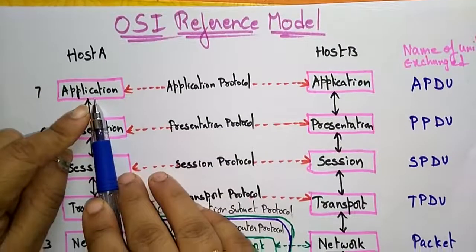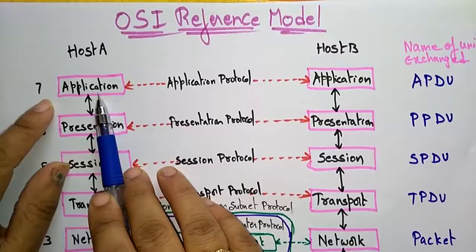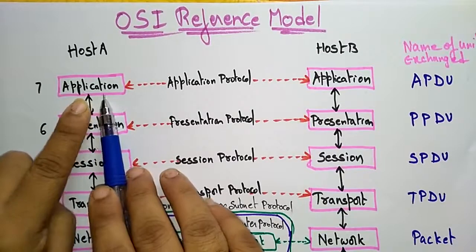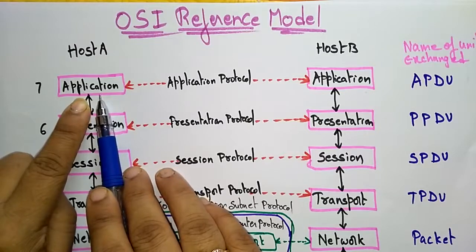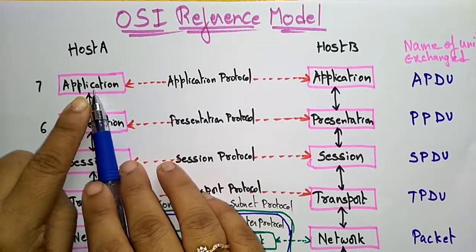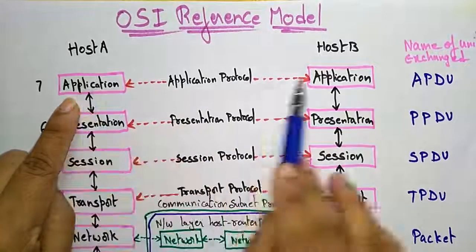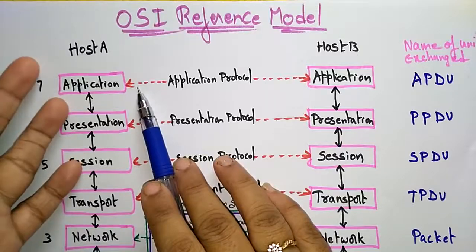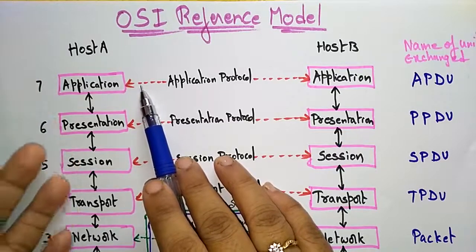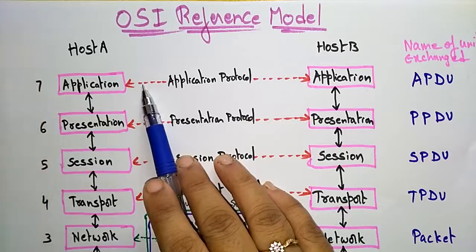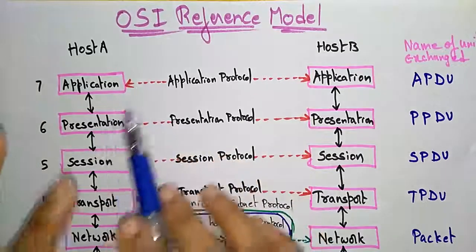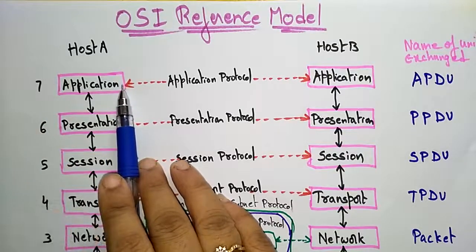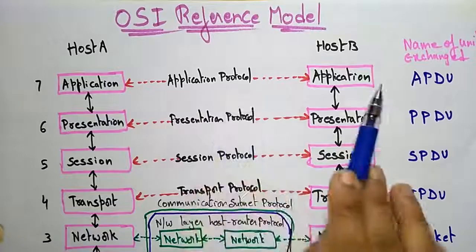Now coming to the application layer. This is the topmost layer, the 7th layer. The unit exchanged in the application layer is the Application Protocol Data Unit. The application is whatever the user works with, a user-friendly application. Examples are the browser you are using or the Skype Messenger. Another name for the application layer is the desktop layer, meaning whatever you see on the screen is the application layer.